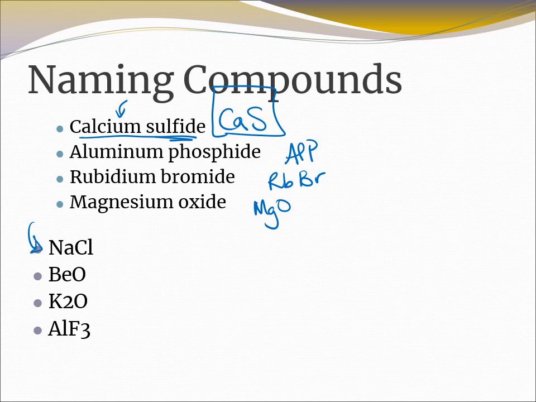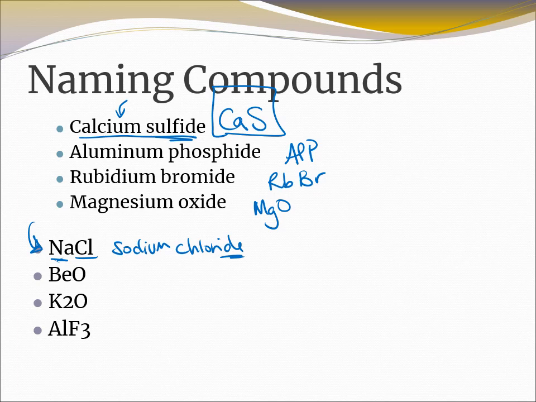Let's do the opposite. Now we're going to take these formulae and turn them into names. So NaCl, Na is sodium, Cl is chlorine. We're going to change that chlorine to chloride, sodium chloride. Once again, pause the video, try these next three on your own, come back and check your work.